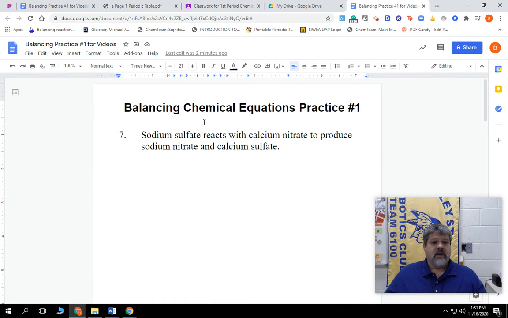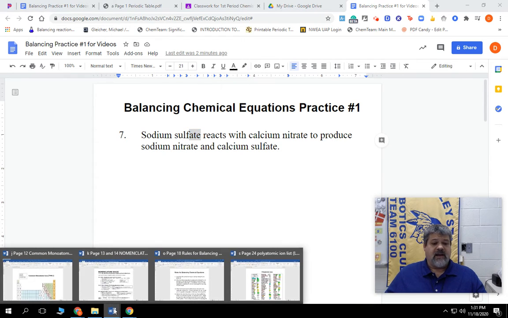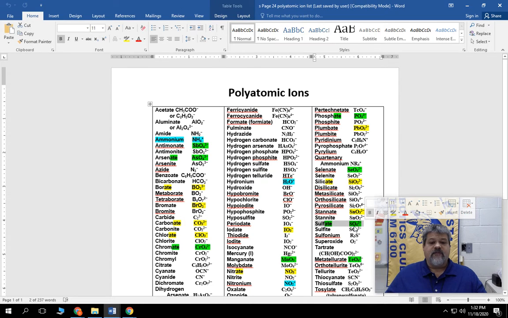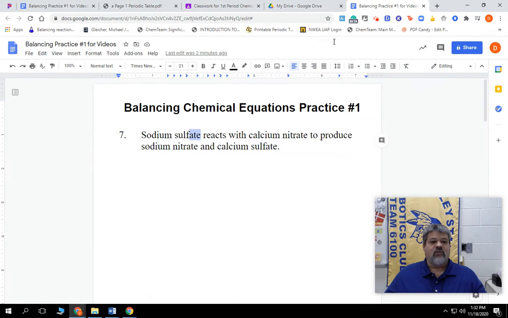Now, the other question that we were looking for was sulfate. Sulfate ends in -ate. Because it ends in -ate, that means it's on the polyatomic ion sheet. So we're going to pull up our polyatomic ion sheet right here, and we're going to look for sulfate. If I go down here and find sulfate, it is right here, and it is SO4 with a 2-. So we'll go back to our problems, and we know that this was a +1 and a 2-.